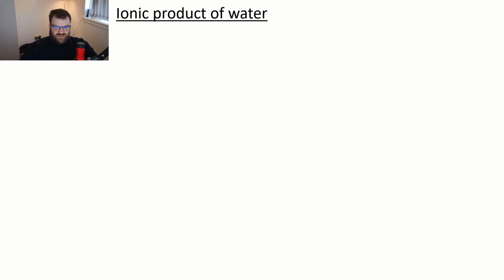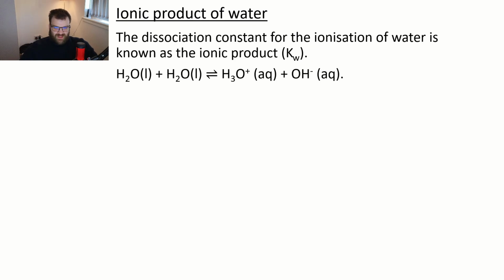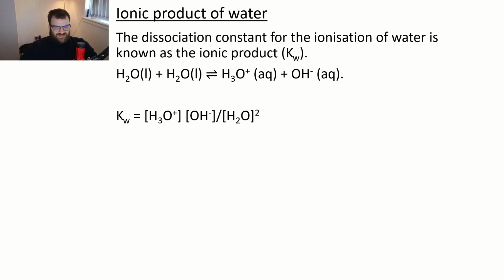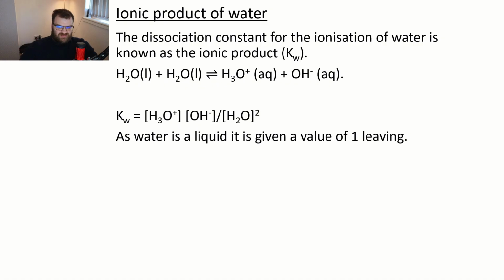A value that's very important in this topic is the ionic product. This is an equilibrium constant, the same as in the equilibrium topic, where we work it out by doing the concentrations of the products divided by the concentrations of the reactants. As in that topic, if you have any liquids, they are given a value of 1, which in this case would just cancel away.